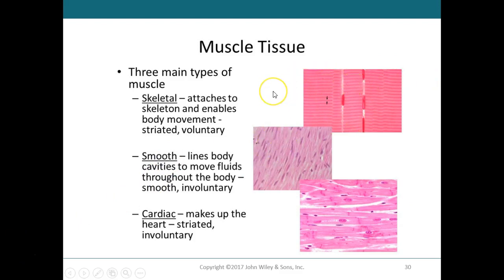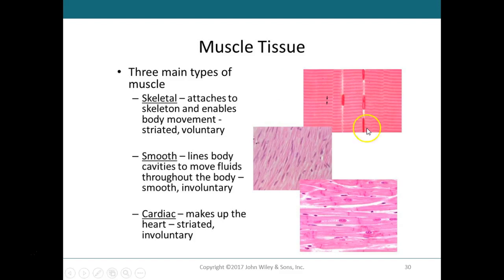Smooth muscle appears more like a sheet. So your smooth muscle is going to line body cavities and move things throughout the body, such as the muscle that lines your digestive tract and moves that food through after you swallow. But also you find smooth muscle cells that are going to line your blood vessels, and they cause blood vessels to constrict, to get smaller, or to dilate and get larger.